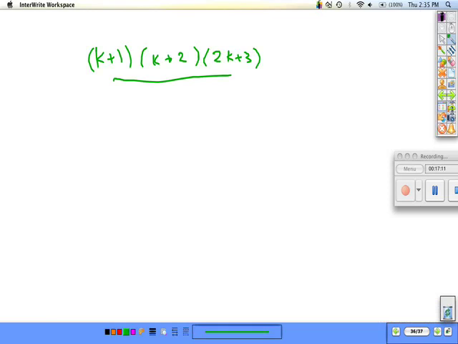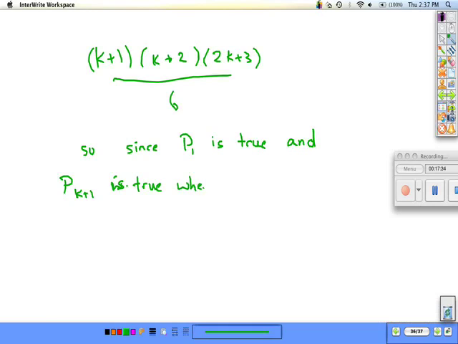So since P1 is true, and pk plus 1 is true when p sub k is true, we know p sub n is true for n being an element of the positive integers by math induction.